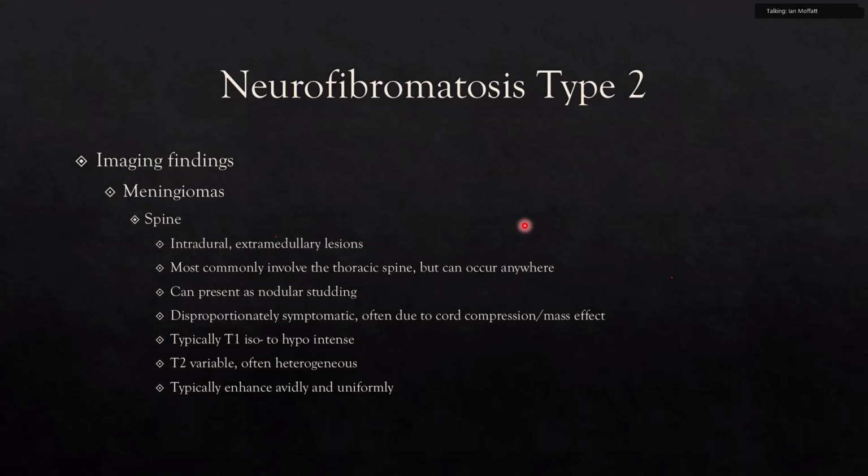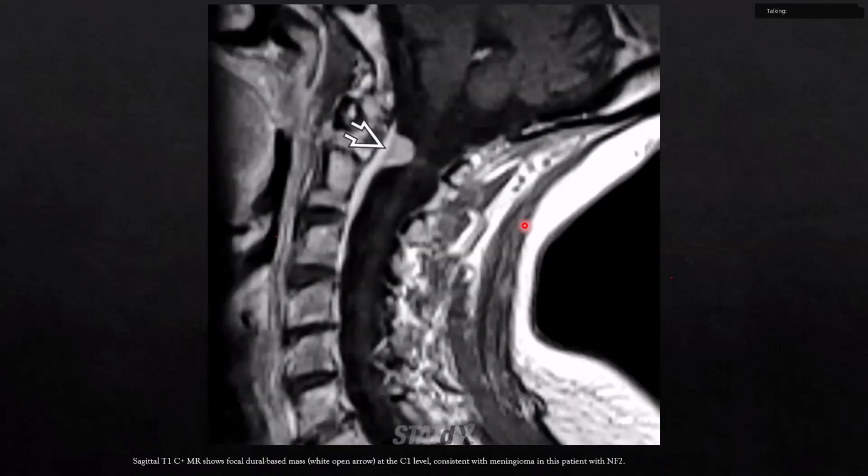Typically T1 iso to hypointense, T2 variable, often somewhat heterogeneous, and typically enhance avidly and uniformly. And again, same features as intracranial. They often have enhancing dural tails. Here's an example of a cervical meningioma, avid enhancement, extramedullary intradural lesion with a small dural tail.